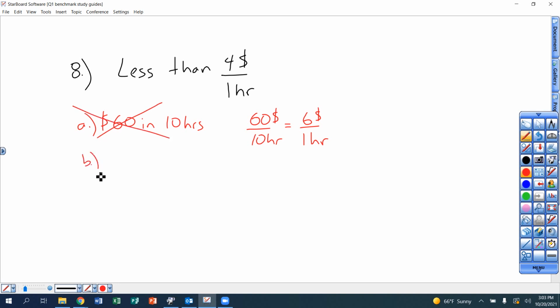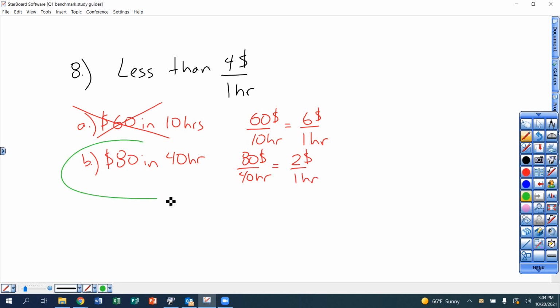If I look at choice B, $80 in 40 hours. If I divide those, that gives me $2 for every 1 hour. That for sure is less than $4 per hour. That's what we're looking for.